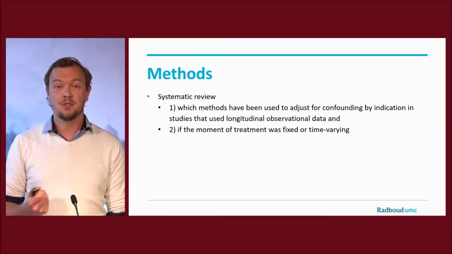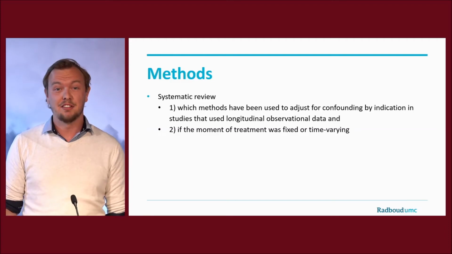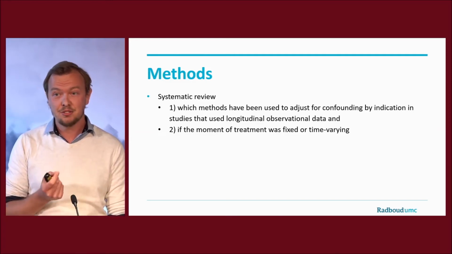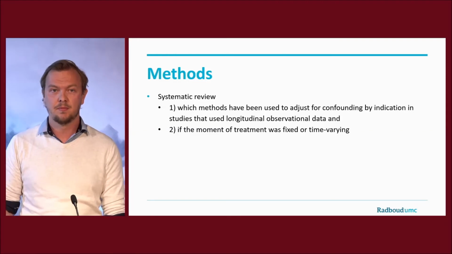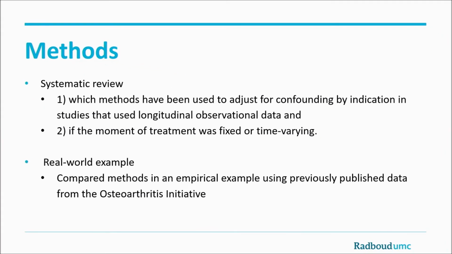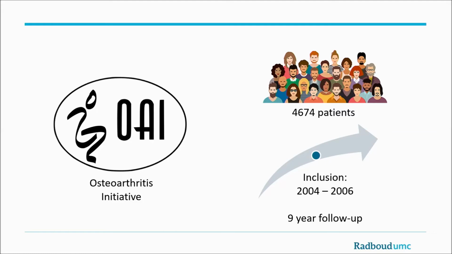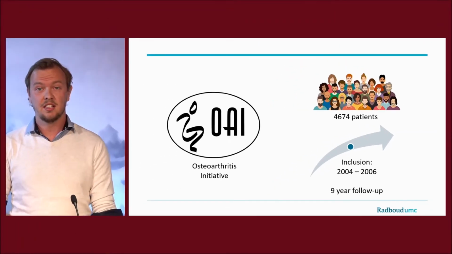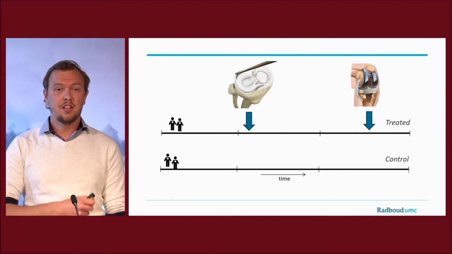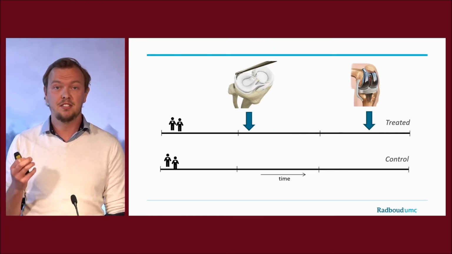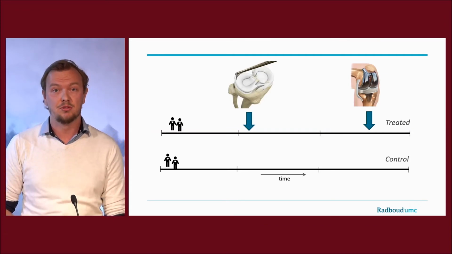So first, we performed a systematic review to look into the literature, which methods have been used in longitudinal observational data, and extract what the moment of treatment was. So was it at baseline, is it a fixed treatment, or was it a time-varying treatment? Secondly, we performed all these methods on our empirical data from previously published data set of the Osteoarthritis Initiative. The Osteoarthritis Initiative is a large observational cohort study from the USA, which included over 4,000 patients, and the inclusion was between 2004 and 2006, with a 9-year follow-up. And we tried to replicate a previously published study that looked at the meniscectomy, cutting a piece of the meniscus, and the risk to receive knee replacement surgery at a later moment in time.